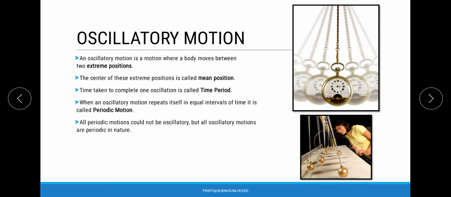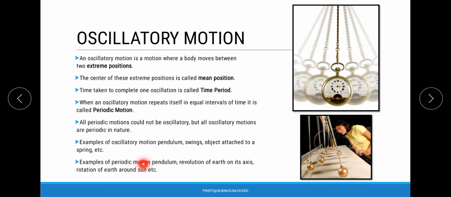But there are some other periodic motions, for example, the revolution of the earth. That takes place in a specific duration of days, hours, or overall a year, but that cannot be considered an oscillatory motion. There are certain oscillatory motions which are simply considered periodic motion. So the different examples we have quoted here are the ones where this matches, that is, the pendulum.